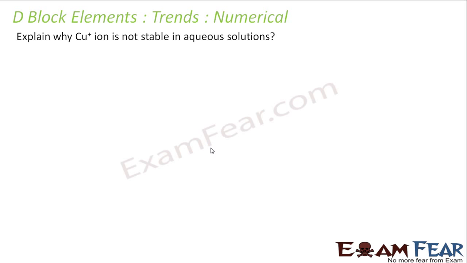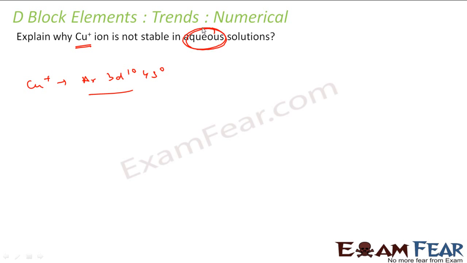The next question is: why is Cu+ not stable in aqueous solution? Cu+ has the configuration argon 3d10 4s0. So typically it should be stable because the d orbital is full, but actually it is not, because Cu+ ions oxidize and reduce simultaneously in aqueous solution. Please note the catch: aqueous solution. It forms Cu2+ ions and copper. Let me show you the reaction.